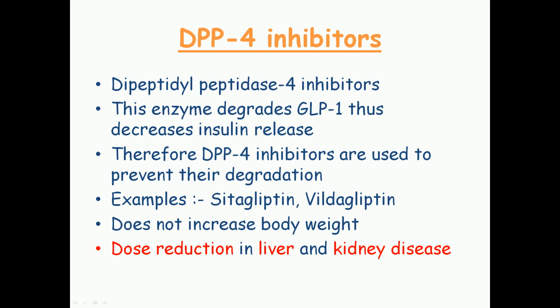Examples of DPP-4 inhibitors are sitagliptin and vildagliptin. They do not have any potential to increase body weight, so the risk of increasing obesity is not there. Dose reduction may be necessary in a few cases, such as in liver disease and kidney disease.